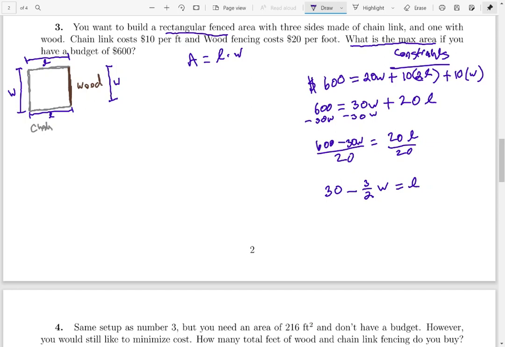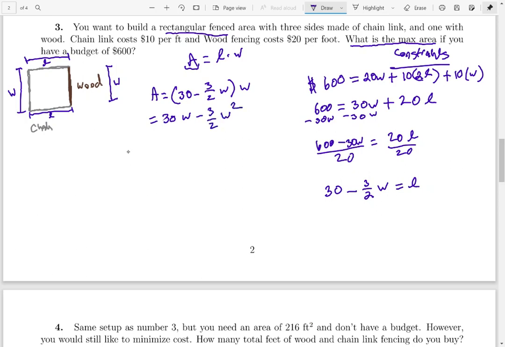Then I use that constraint equation. I rewrite my objective equation in terms of a single variable. So I'm going to replace the L with this expression in W. That's going to be A, area, is equal to 30 minus 3/2 W, times W. Then I can simplify this. That's going to be 30W minus 3/2 W squared.